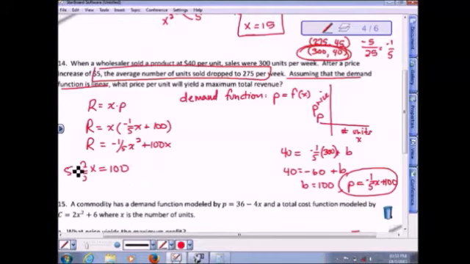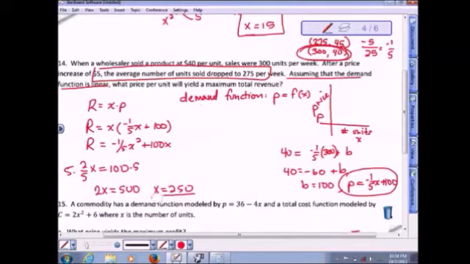Multiply both sides by 5. You get 2x equals 500. Divide by 2, and x equals 250. Now we have to be careful about what we have here. Is this an answer? It's the answer to an equation. It's the answer to the question that was asked, though? x is the number of units. They're asking what price per unit will yield a maximum total revenue.